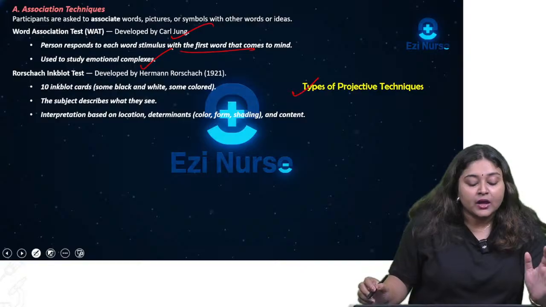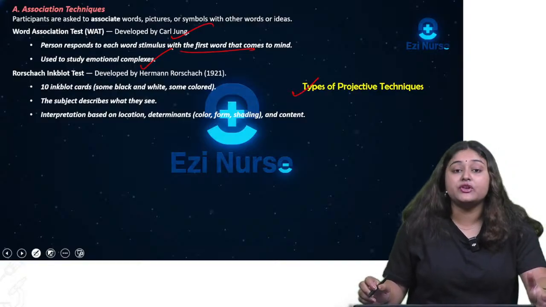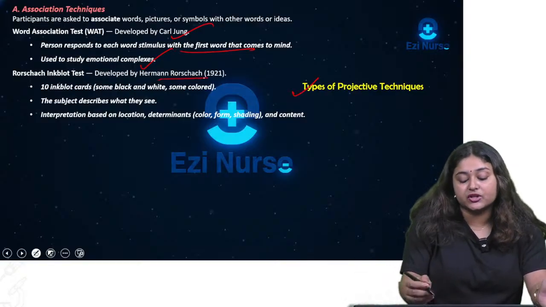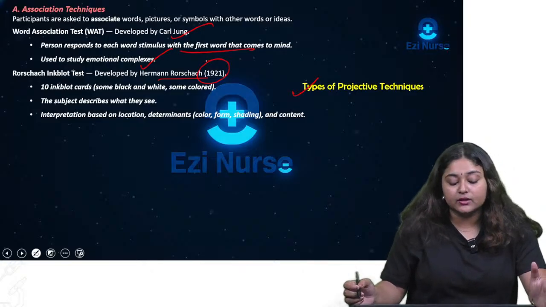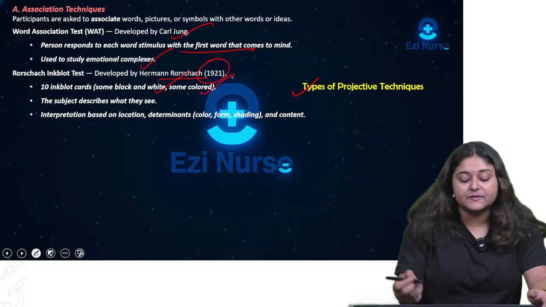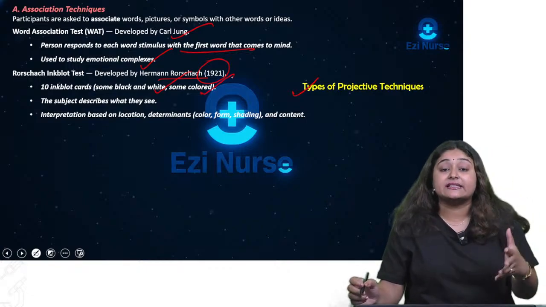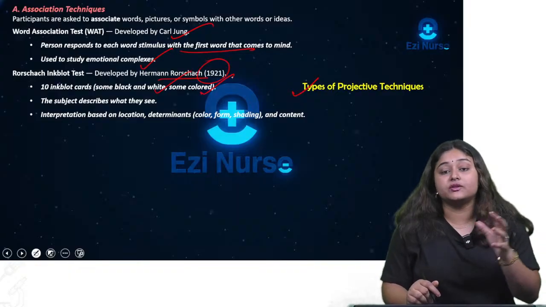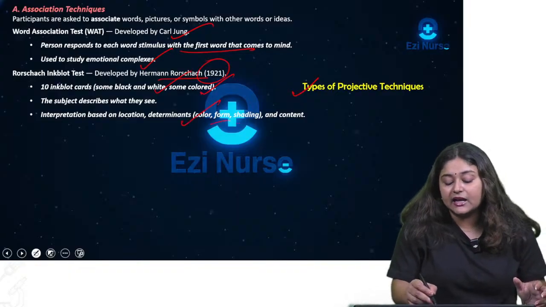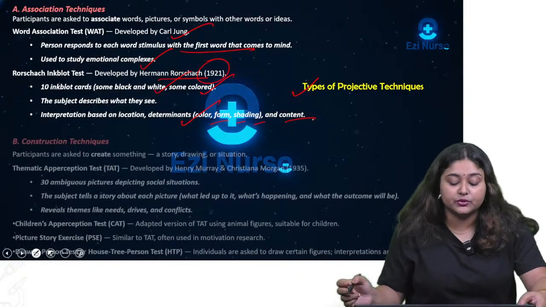Now come to the Rorschach ink blot test, which was developed by Hermann Rorschach in the year 1921. So in that they are using 10 ink blot cards, some black and white and some colored. So the subject describes what they are seeing, and the interpretation is based on the location, determinants like color, form, shading, etc., and sometimes the content.